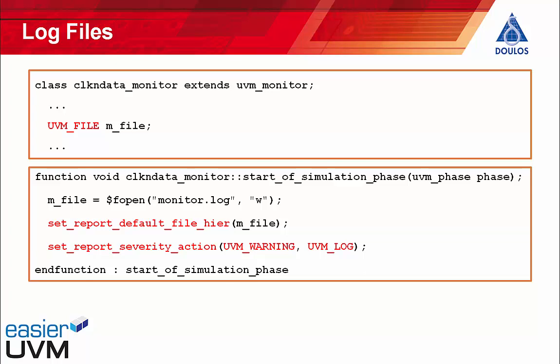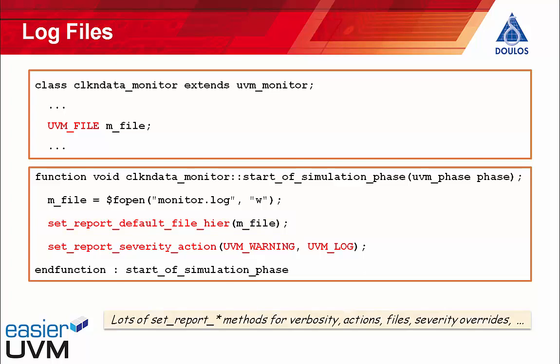So in order to create a log file, we need to open a log file in SystemVerilog in the usual way, assign a file handle, and we can then make a call to one of the methods of class UVM report object in order to set a log file. So set report default file hierarchical will do the trick. That will set the default file for all IDs and all severity levels for this current component and all of its children.